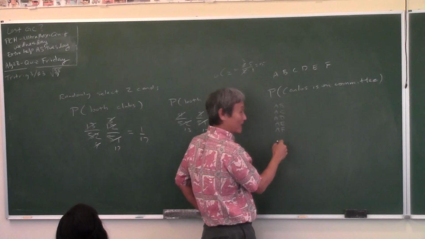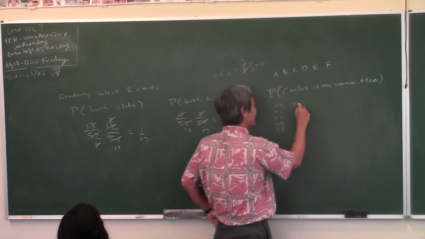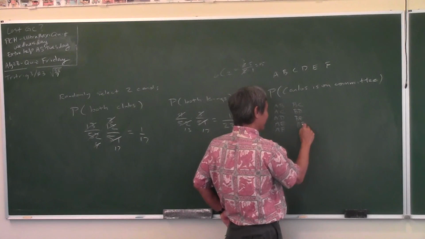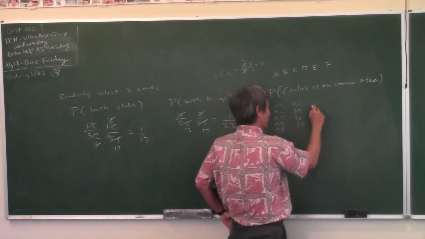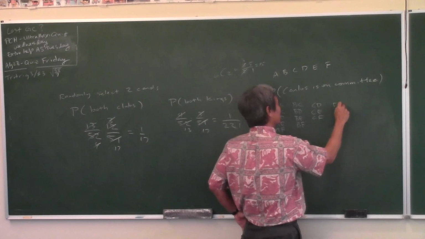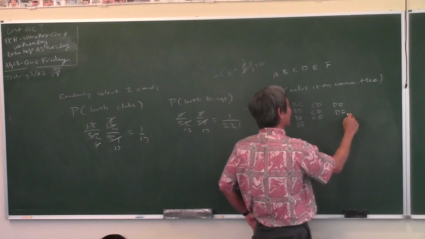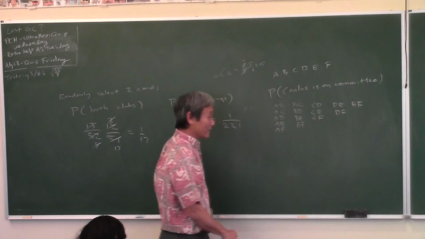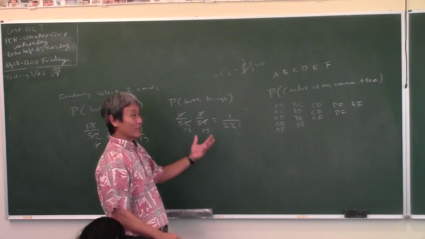See, I did all the ones with A, now let's do the ones with B. B and C, B and D, B and E, B and F. Now do all the ones with C. C and D, C and E, we're almost done. And then D and E, D and F. And finally, E and F. Does that add up to 15? Yeah, so you can double check your work like that.